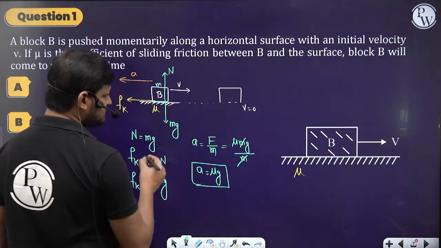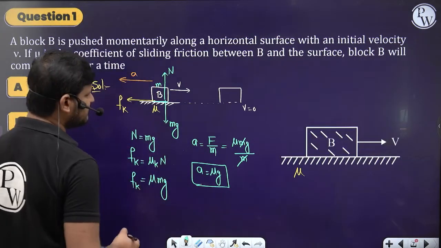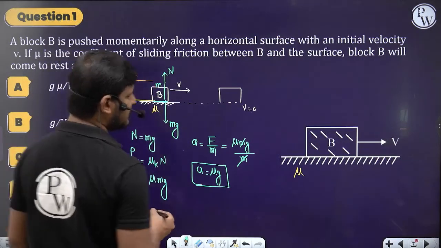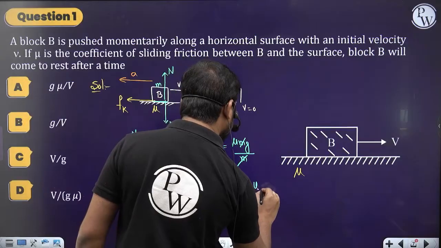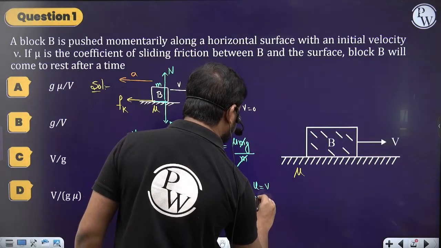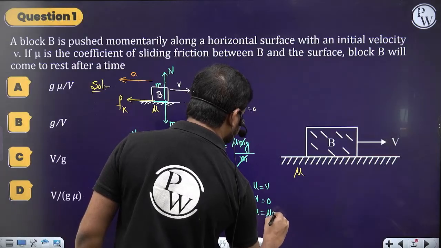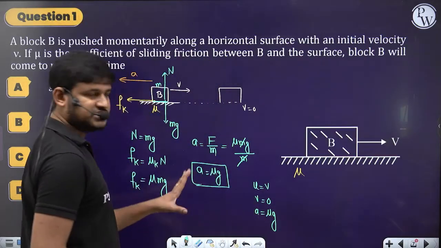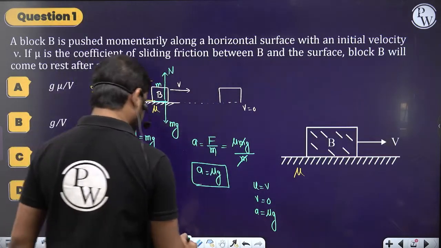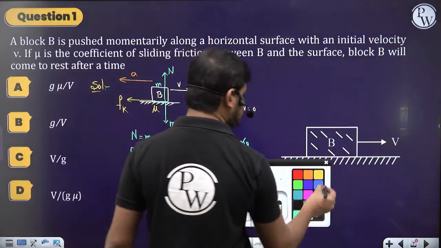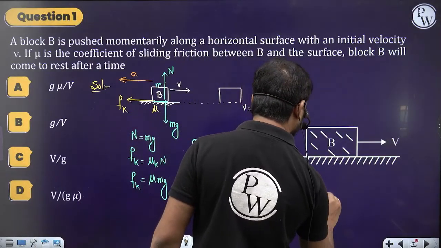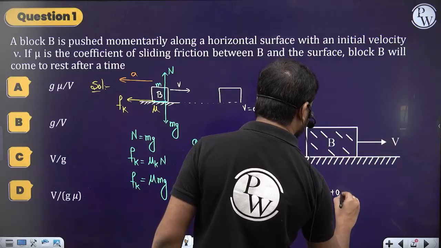And see, shall we use the kinematic equations? The initial velocity of the body is v, and the final velocity is 0. The acceleration is mu g, or else you can take minus mu g, your wish. So let me write the kinematic equation: v is equal to u plus at.